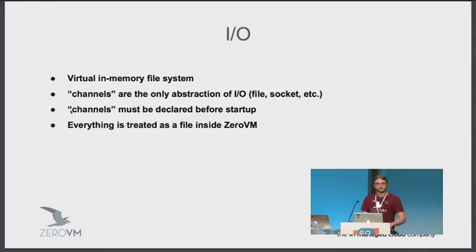So of course, you need to do something with this. For I/O, you have to map all of your inputs and outputs beforehand, and we do that through an abstraction we call channels. A channel on the host, on the outside of ZeroVM, can be a file, it can be a pipe, it can be a socket, or whatever. But inside, it's just treated as a file. Everything looks like a file. And you can read and write, and you can declare, OK, read-only, or read-write, or whatever.